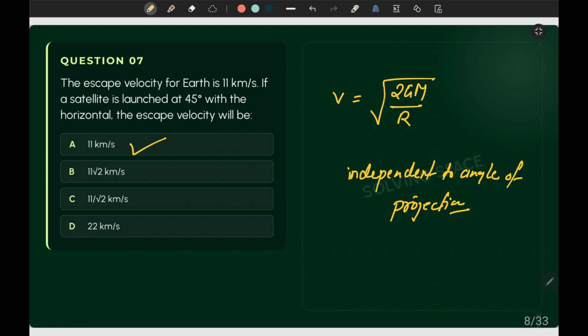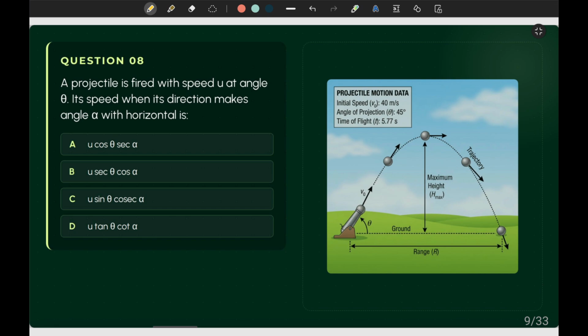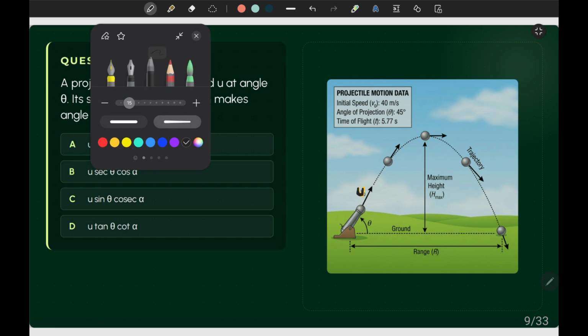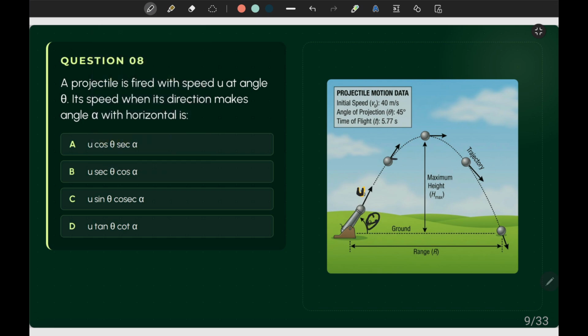Now question number 8. A projectile is fired with velocity u at angle theta. If its speed when its direction makes angle alpha with the horizontal is... The options are A, B, C and D. So there is some correction in the figure, velocity u. When the object is thrown with velocity u, first the angle of projection is theta, and later on the angle of projection will be alpha. Now what will be the velocity over here?